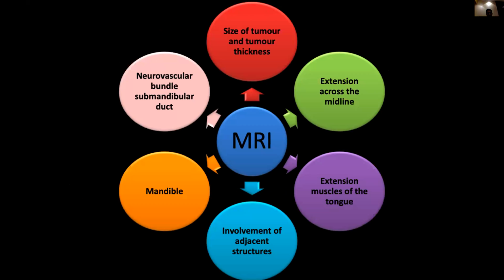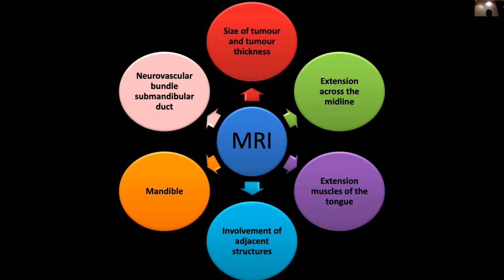Extension into the muscles of the tongue was a significant criterion in AJCC 7, but has been eliminated in AJCC 8 because the pathologists could not differentiate between the intrinsic and the extrinsic muscles. So the extrinsic muscle, which was T4A, has been removed from AJCC 8. It is very difficult for pathologists to tell you whether it is extrinsic or intrinsic muscle, and the actual staging could not be done. So they have removed this particular criterion.